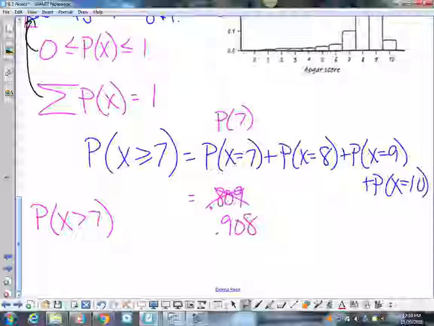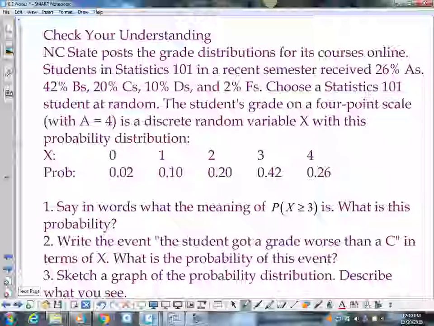So greater than 7 would be 8, 9, and 10. Because we are discrete, there are no values in between 7 and 8. So if we're going to go above 7, that means we jump all the way to 8. Do y'all see that? When we're continuous, that doesn't happen because there's a whole bunch of values in between a 7 and an 8. Does that make sense? Okay, cool. All right, check.